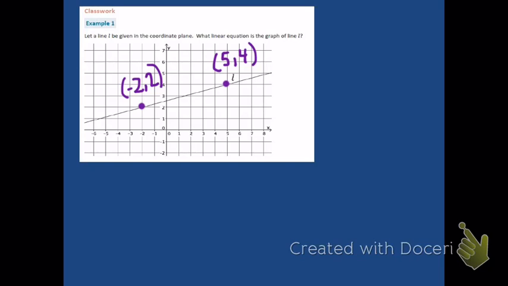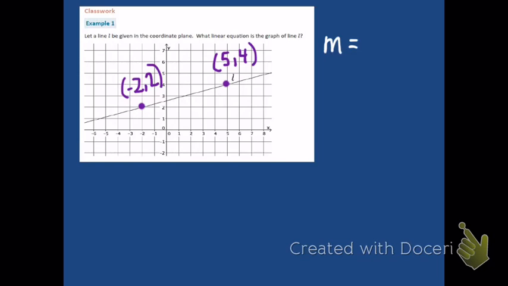Okay, so I've identified a couple points on this line that are at intersections of grid lines so that I can determine the coordinates exactly. And so I've got (-2, 2) and then (5, 4). And between those two, I can pretty easily determine the slope.